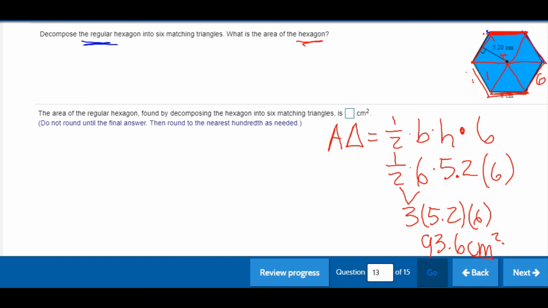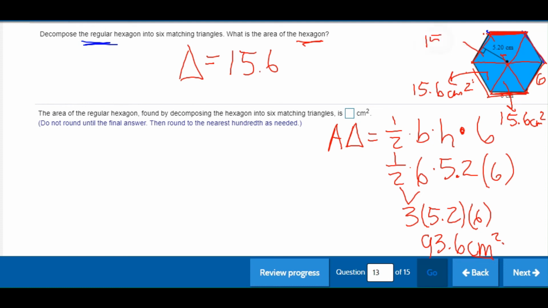So you have to decompose it. The area of one of the triangles is going to be equivalent to 3 times 5 and 2/10. So the area of one of the triangles is going to be 15 and 6/10 centimeters squared. But I have another one with the same exact area because it's taking up the same exact space. And I have another one that's taking up the same exact space.